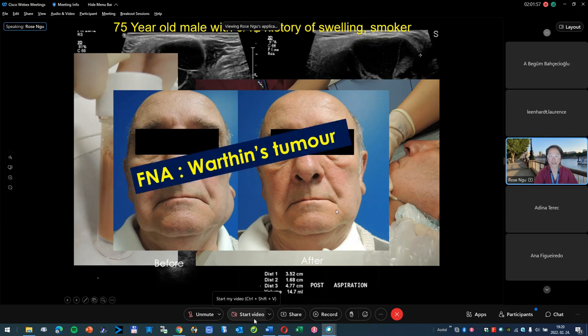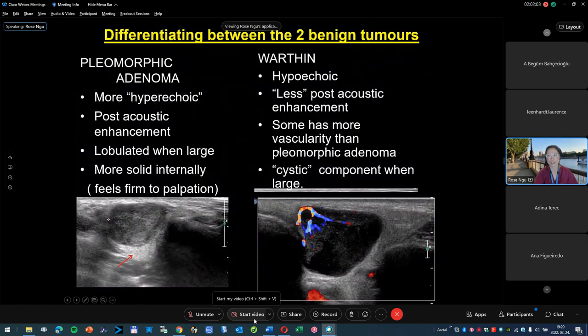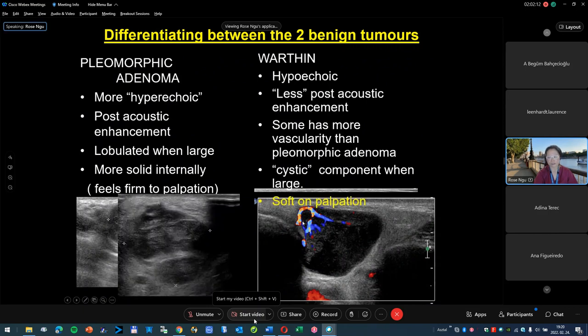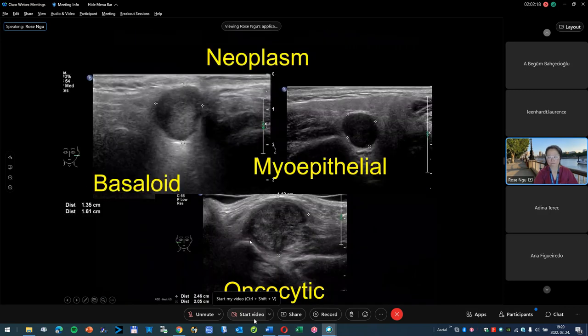The next common thing that's benign in the parotid gland, in the salivary glands, are Warthin's tumors. And this is how you differentiate. The majority of Warthin's tend to be cystic, and they tend to be in smokers. When they are very small, they're very difficult to differentiate between pleomorphic and Warthin's.